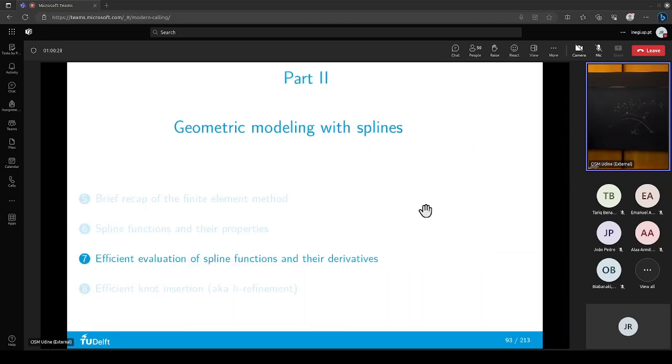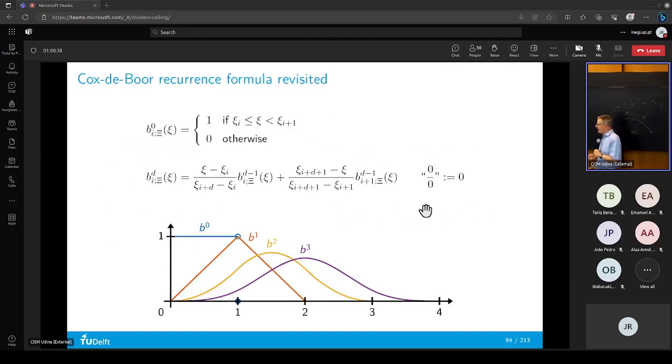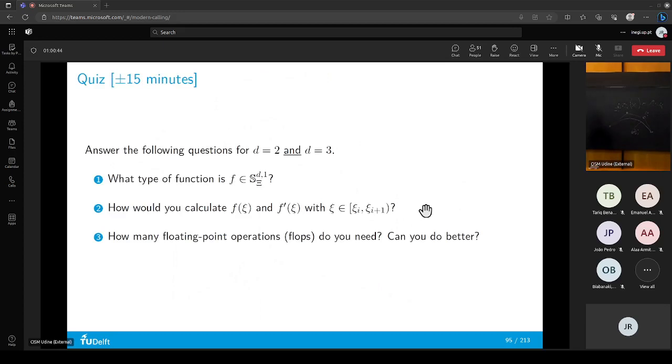Now coming to the point, speed. This all looks nice, but Cox-de Boor is not really super speedy, super efficient. I'm putting it up here just to remind you of that. I first thought to do a quiz, but seeing that we are lagging behind, maybe let's not take 15 minutes, but much less. So just very briefly brainstorming.